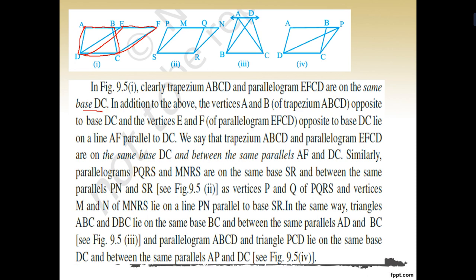In addition to the above, vertices A and B of trapezium ABCD opposite to CD, and vertices E and F opposite to CD, lie on a line AF parallel to CD. So two things here are parallel. In the second condition, we say that trapezium ABCD and parallelogram EFCD are on the same base CD and between the same parallels AF and CD. That is related to the first.